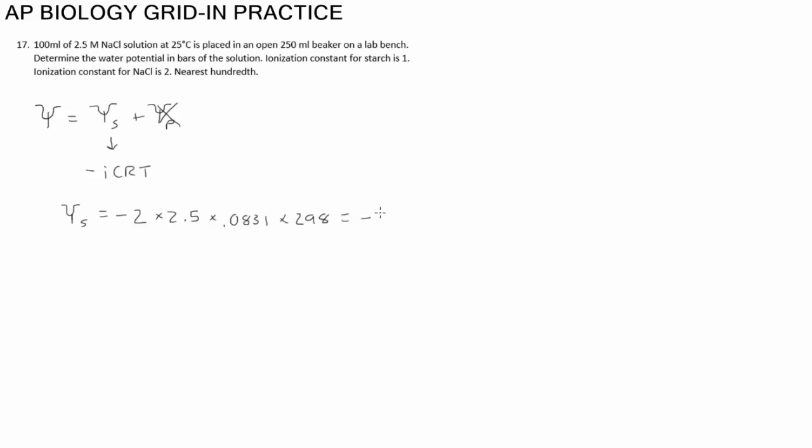Now when I do this, I end up with a number which is negative 123, and it says nearest hundredth, which gives me negative 123.82. That would be my answer. You have to be careful about that negative. If you don't have that, your answer is going to be marked or scored incorrectly. The negative basically tells us that water from a higher value of water potential is going to flow towards this one, because basically the water will move towards a lower value of water potential. So it should not come as a surprise that an extremely salty solution is going to have a particularly low value for the water potential, or a very negative value. Water will move towards that in many cases.